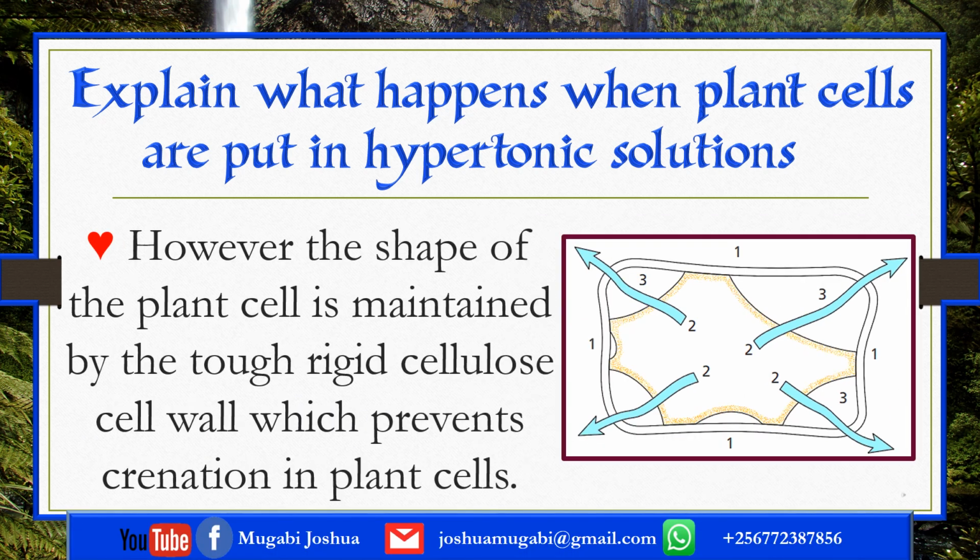However, the shape of the plant cell is maintained by the tough, rigid cellulose cell wall, which prevents crenation in the plant cell. The cell wall will not shrink. It will maintain the plant cell shape, preventing crenation, because the cellulose cell wall is rigid. Therefore, it maintains the shape of the plant cell.